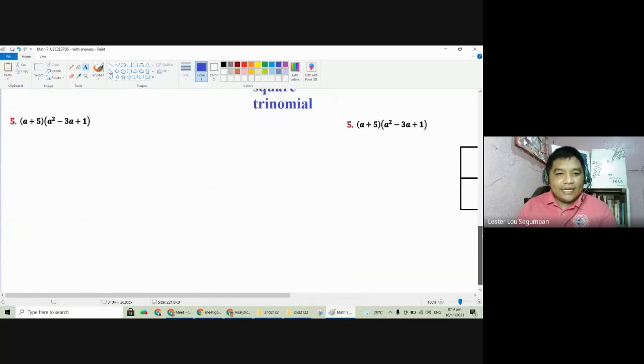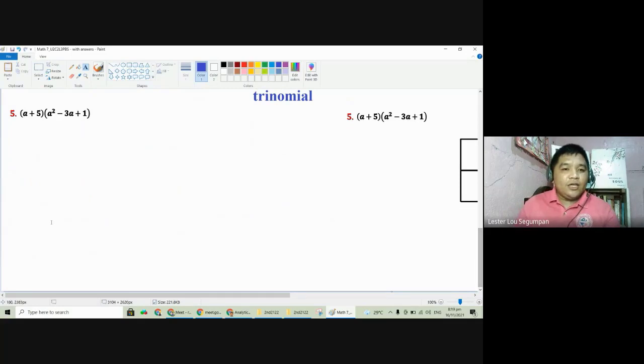Let's proceed to the last item for this pre-break session. We can notice here that in number 5, we have a binomial and a trinomial. The FOIL method that we have used in numbers 2, 3, and 4 cannot be applied here anymore because the FOIL method is just the unique representation of the distributive property when multiplying two binomials. Here, one of the factors is a binomial, but the other is not. So let's not use the FOIL method.